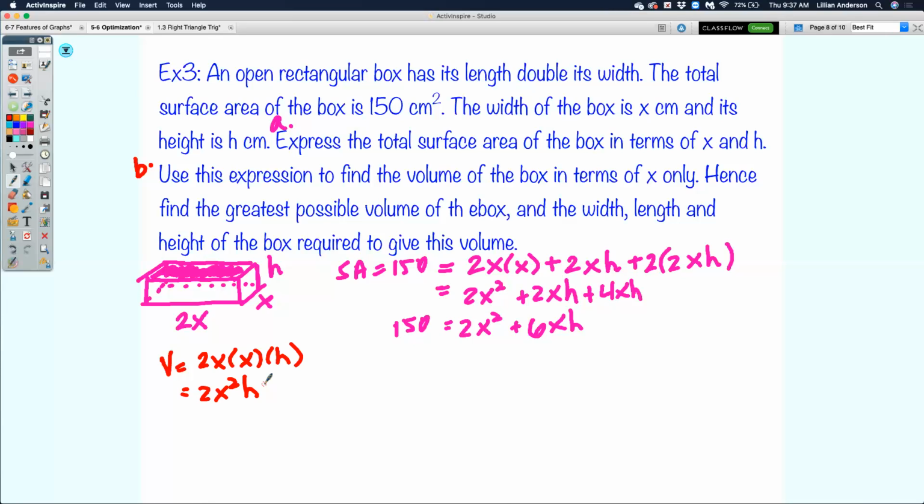But it says specifically that I have to write this in terms of x only, which means that I need to use this expression to solve for h, because it has to be in terms of x only. How do I solve this expression for h? Subtract over the 2x squared. And then? Divide by the 6x.